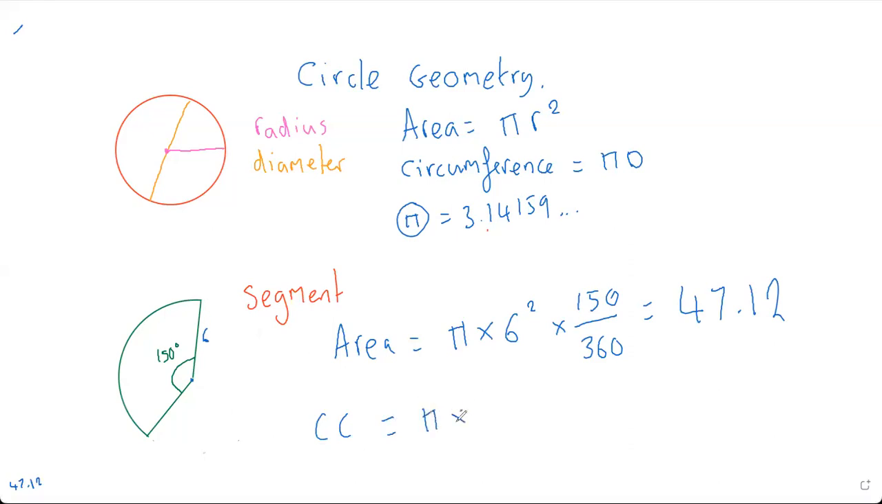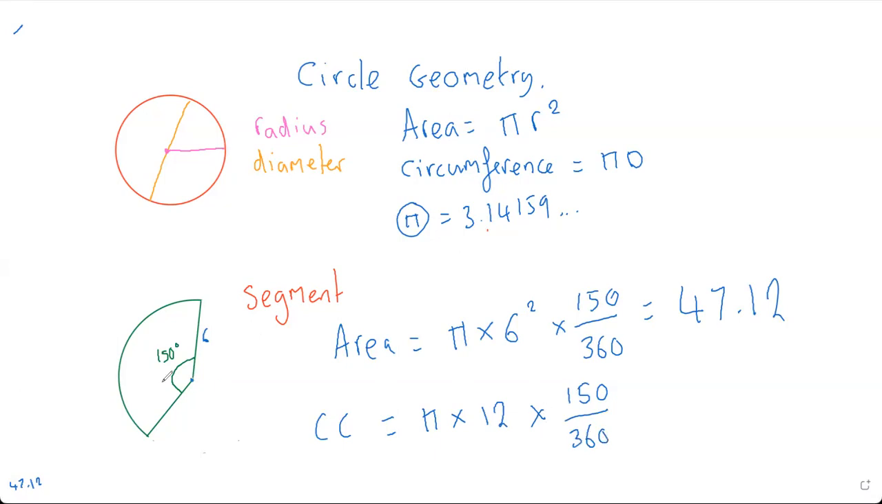Now, to work out the circumference of this, so just put the CC, the circumference, we're going to do pi times the diameter. Now, if the radius is 6, the diameter is 12. So pi times 12, and then we do the same here, the same proportion, 150 over 360.